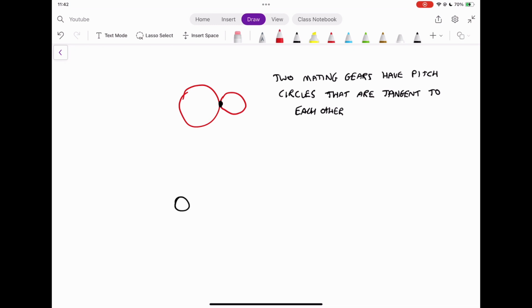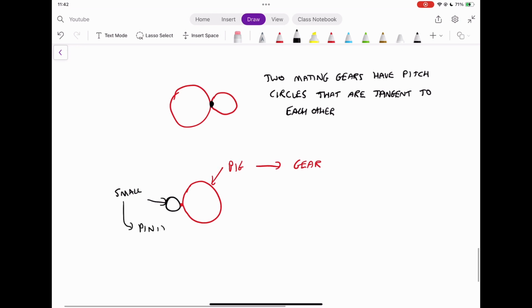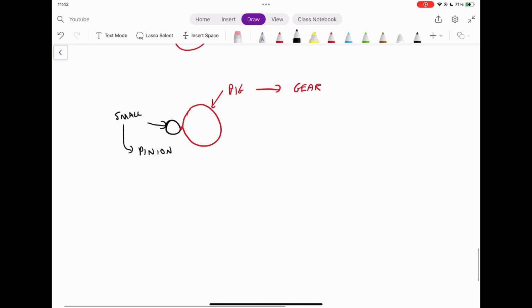Another thing we need to know about nomenclature is that typically small gears are drawn as a small gear, and then we have big gears as well. The small gear is usually called the pinion, and the big gear is called the gear. Whenever we refer to the pinion, it's usually the smaller gear of the two.